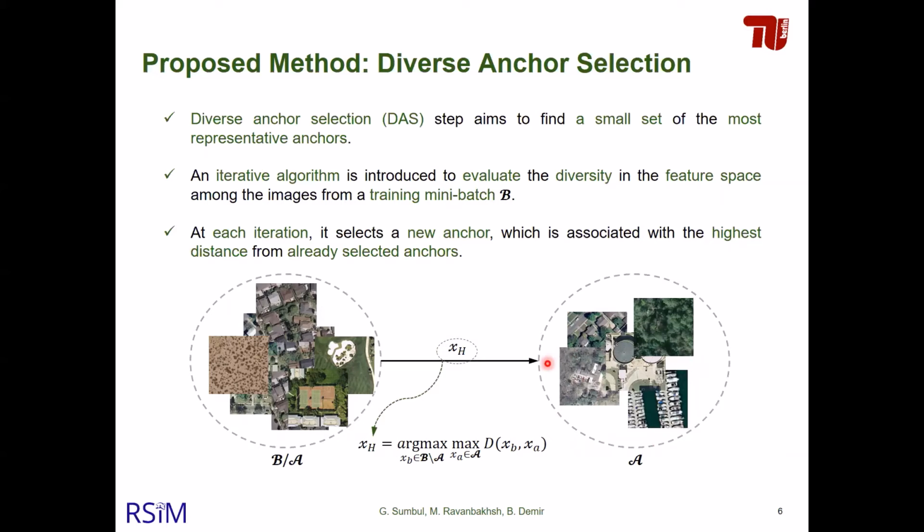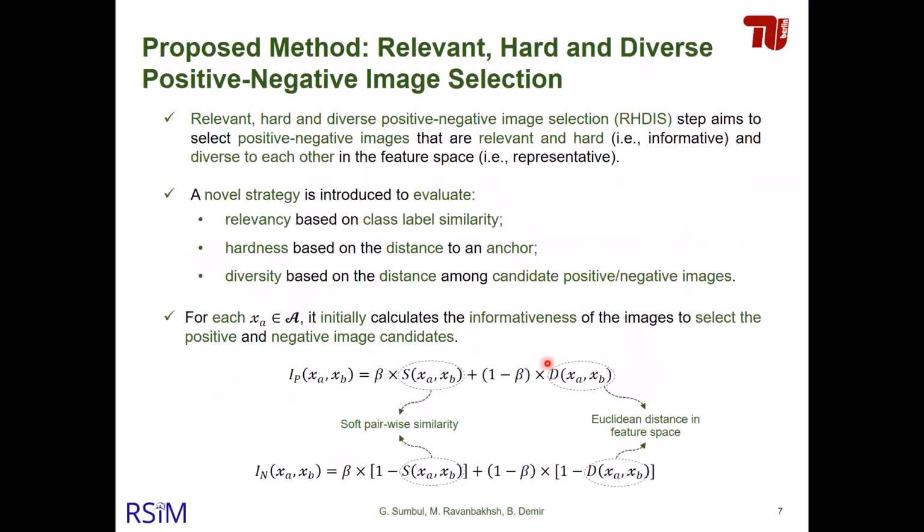The total number of anchors, H, is a method parameter. Since the selected anchors are as distant as possible to each other due to the iterative algorithm, the diversity among them in the feature space is maximized. This leads to the selection of a representative set of anchors that forms the basis for the second step.